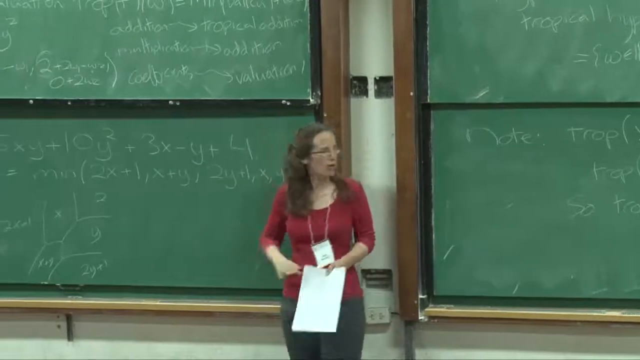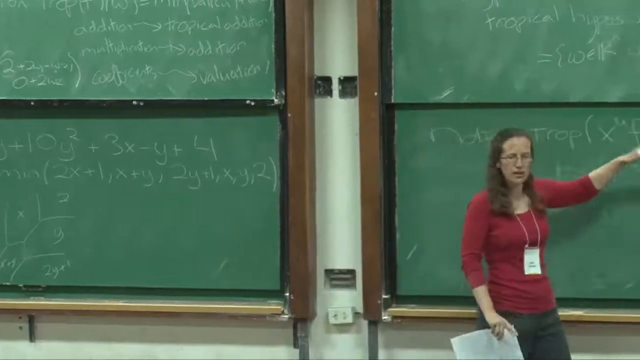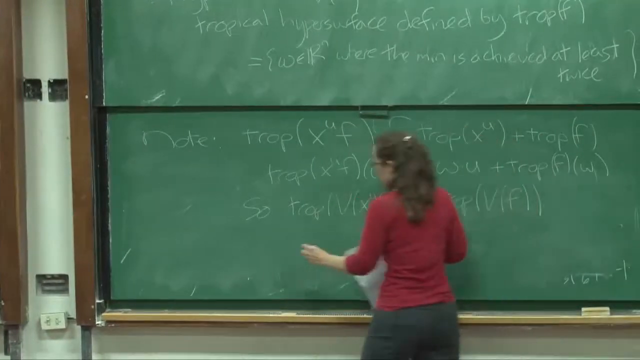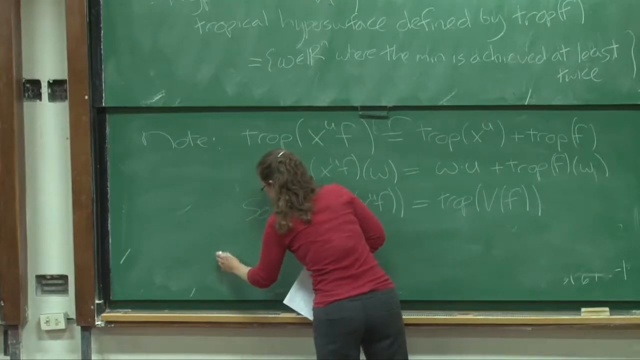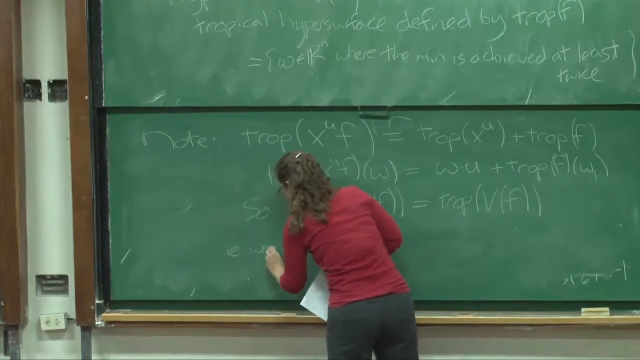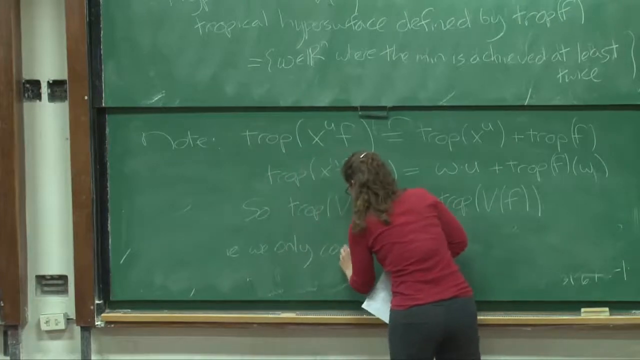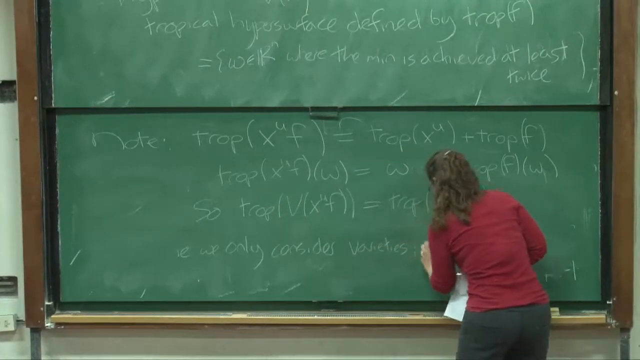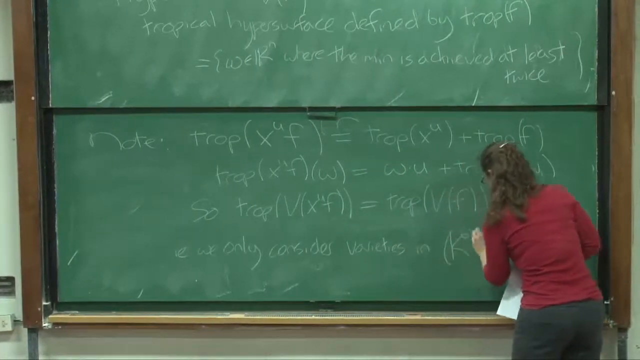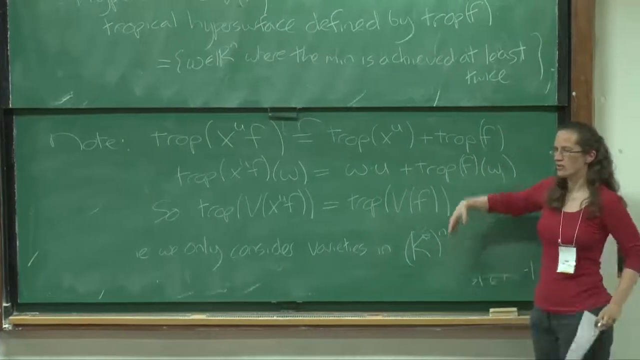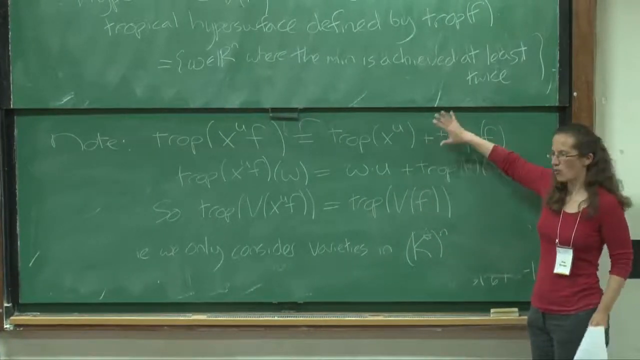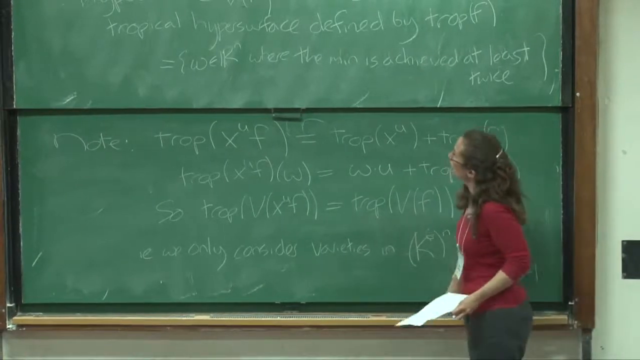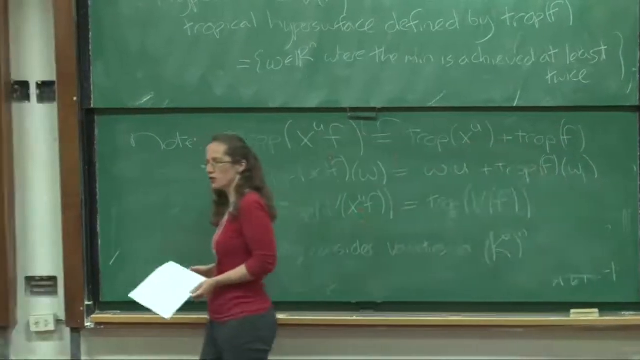So that's why I had a Laurent polynomial ring, because the Laurent polynomial ring, you should think of as the coordinate ring of the algebraic torus. So we only consider varieties in the torus. The Laurent polynomial ring is the coordinate ring of the algebraic torus, and what we're seeing is it doesn't make any difference if you change each polynomial. Okay, so that's tropicalizing hypersurfaces.